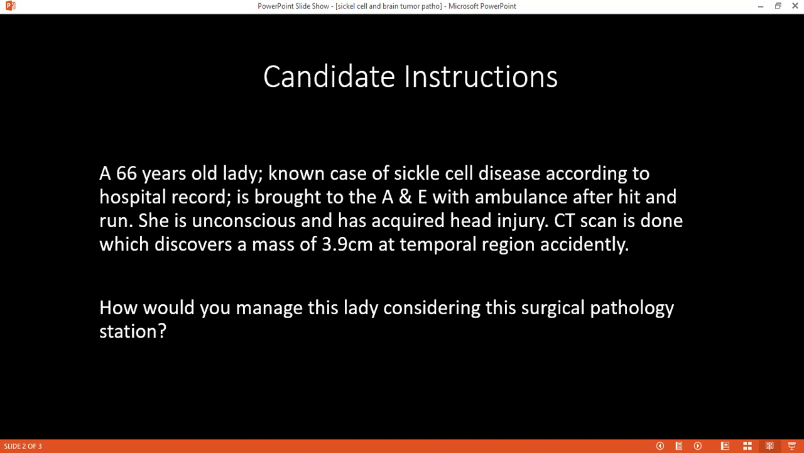This may result in sickling and hemolysis within the region where the tourniquet is tied, and subsequently may result in acute crisis, development of crisis with the patient. All right.